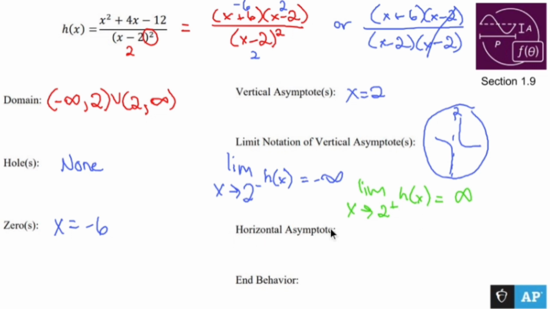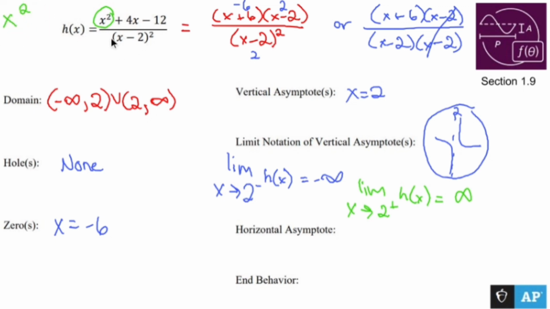Horizontal asymptote is asking where this levels out. Well, in order for me to find out what my horizontal asymptote is, where it levels out, I need to do the end behavior at the same exact time. So the way you do the horizontal asymptote, the end behavior, stuff like that, is you take a look at the leading term in the denominator and the numerator. So the leading term in the numerator is x squared.